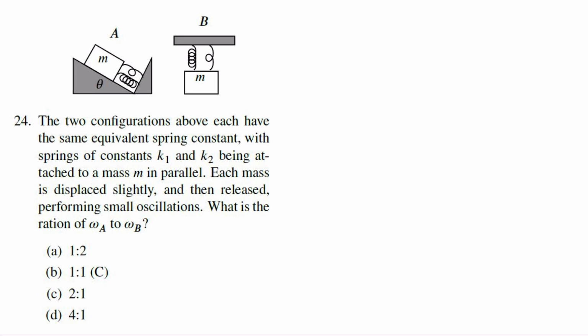So 24 is a conceptual question. We have these two configurations and they want us to compare the ratio of the angular frequencies of the two configurations. So the answer is B. What I want you to remember about these simple harmonic motion problems is that you're always going to have something in the form of kx plus c is equal to m d squared x over dt squared.